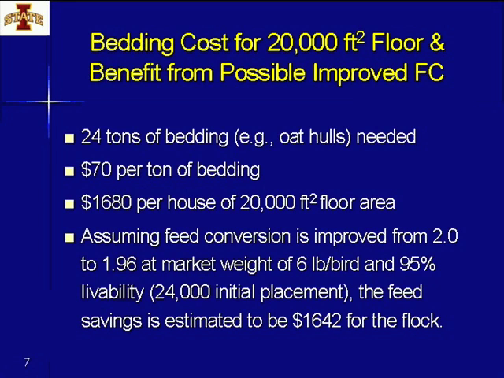And so that, in addition to the saving of the LP gas, which varies from $1,100 to $2,300, if we assume the feed conversion is improved from 2 to 1.96, or what industry folks refer to as an improvement of 4 points, at a market weight of 6 pounds per bird for broilers and a 95% livability, the feed savings itself would be estimated at about $1,600. So it's basically enough to offset the extra cost of the bedding. So the potential benefit is there.